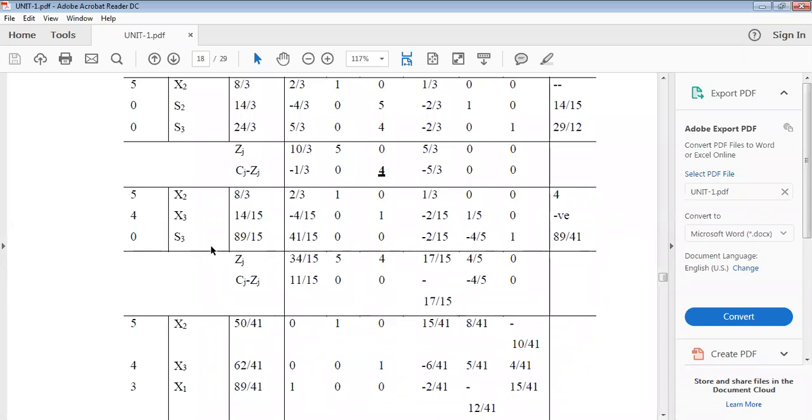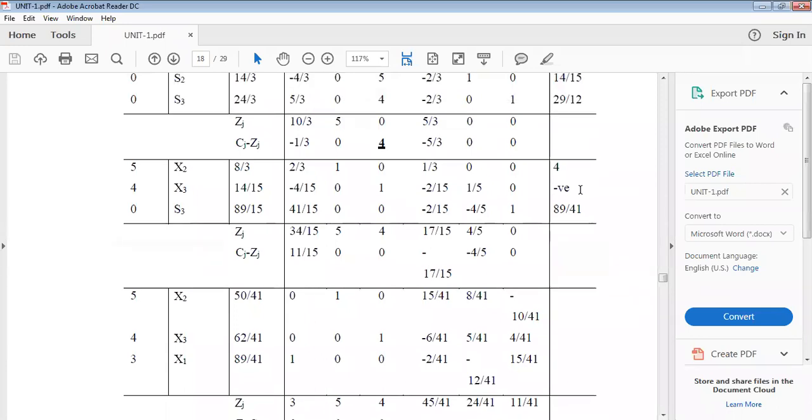Next, S3 here, 89 by 15 divided by 41 by 15. So you can understand the 15 will go out and it is 89 by 41. What is the least ratio among all the things? So 89 by 41 will become the least ratio, whereas 4 is the bigger value. 8 by 3 divided by 2 by 3 means a bigger value. So therefore, you cannot consider the bigger value.